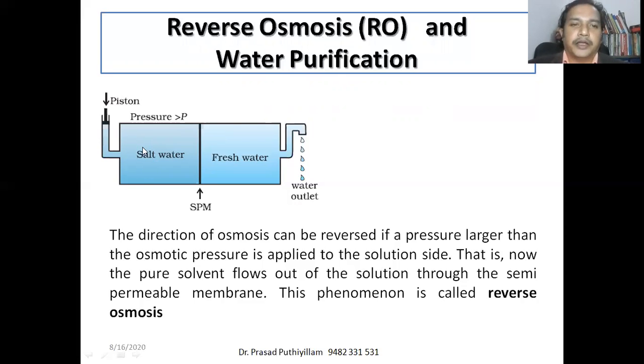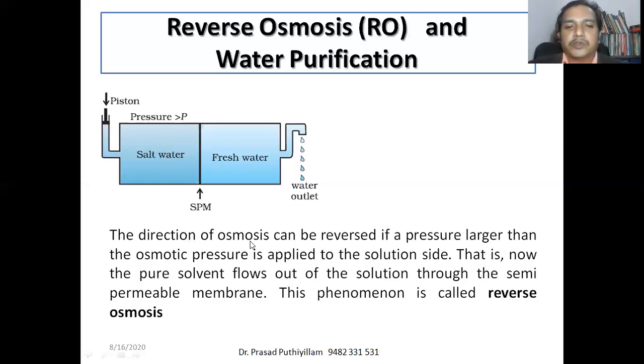You have to take it in a container separated by a semi-permeable membrane connected to fresh water. So a little amount of fresh water is initially required, and then a pressure higher than the osmotic pressure is applied. If we connect like this, fresh water will move to the salt water. On this side, the solution side, salt water is the solution. By using a piston, if you increase the pressure beyond the osmotic pressure, then the solvent molecules can move to the fresh water phase, and water will come out from the water outlet.